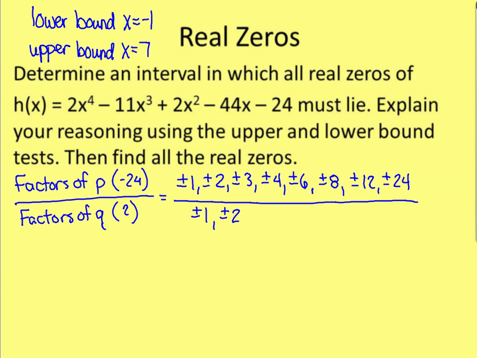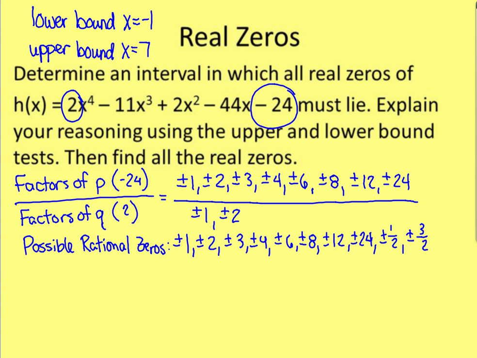So the next thing we need to do is to find all of the zeros. So if we look, we need to find our p-value. Remember, p is your constant, so our p is 24. Our q is your leading coefficient, which is 2. So we find the factors of p and put them over the factors of q. Our factors of p are 1, 2, 3, 4, 6, 8, 12, and 24. Remember, you have the positive and negative values of those numbers. And our factors of q are 1 and 2, both positive and negative. So if we list out our possible zeros, we take each of our p values and divide it by each of our q values.